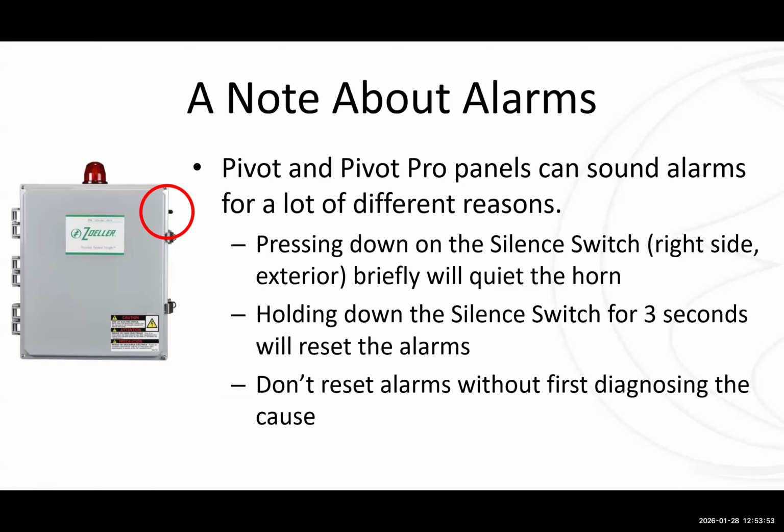So if there are alarms that are going off, you want to look inside the panel and try to discern what alarms are happening before you reset it. Because if you reset the alarms, unless those alarms are active and come right back, you're going to lose that data. If it's a Pivot Pro, it's going to read it right out on the screen. It's going to tell you what alarms are happening.